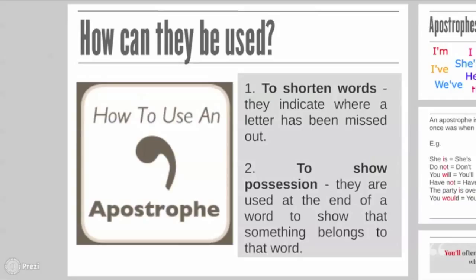Okay, so apostrophes can be used in two ways. Firstly, they can be used to shorten words, and where the apostrophe is within the shortened word, that is where the letters were in the original words before you shorten them. So they indicate where a letter has been missed out. And the second way you can use an apostrophe is to show possession. So they're used at the end of a word to show that something belongs to that word.